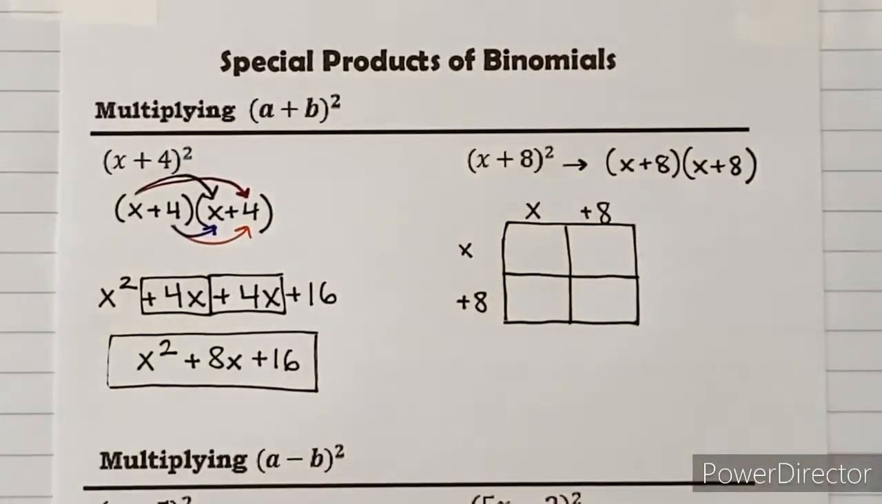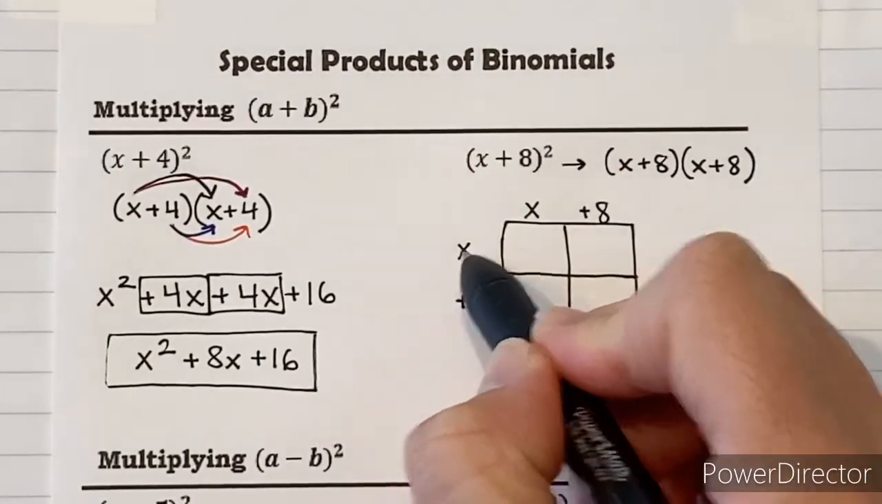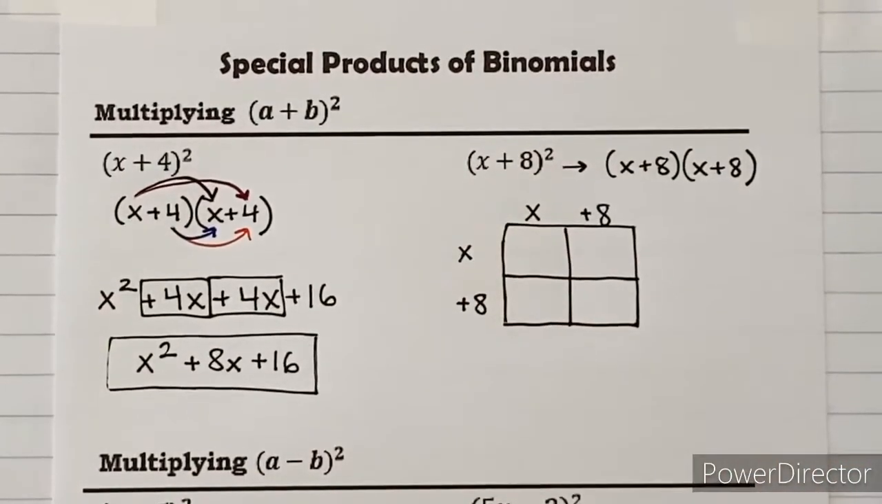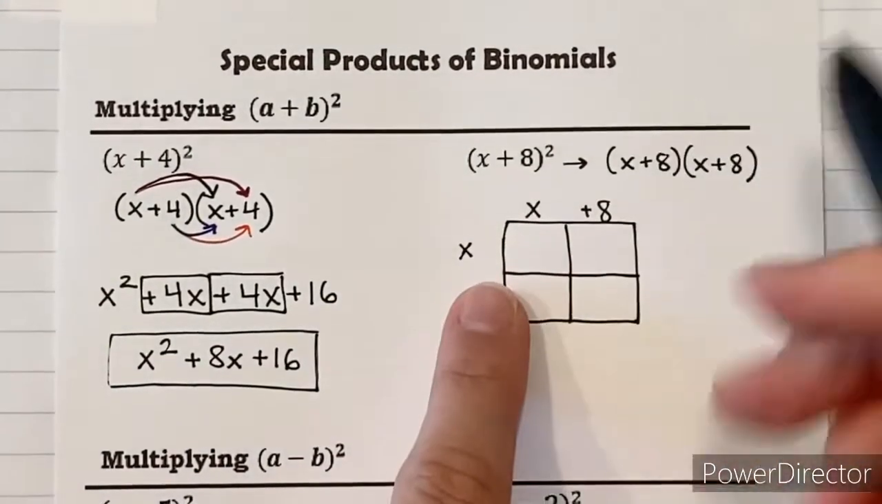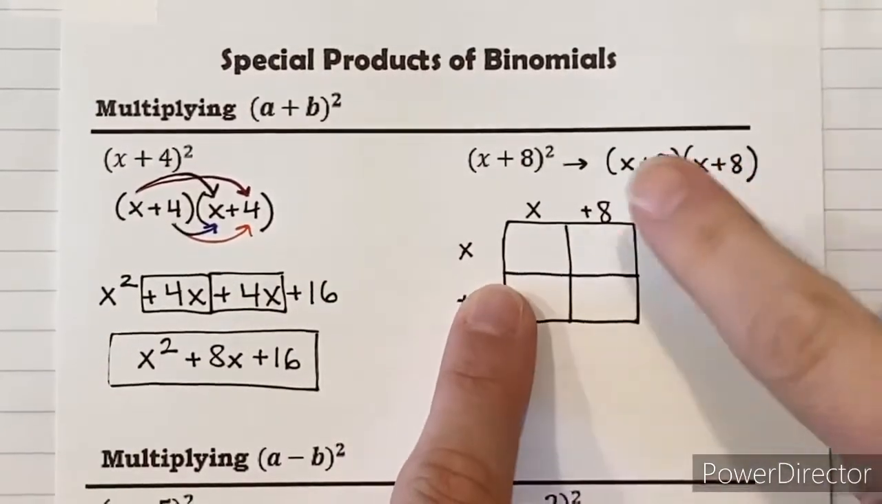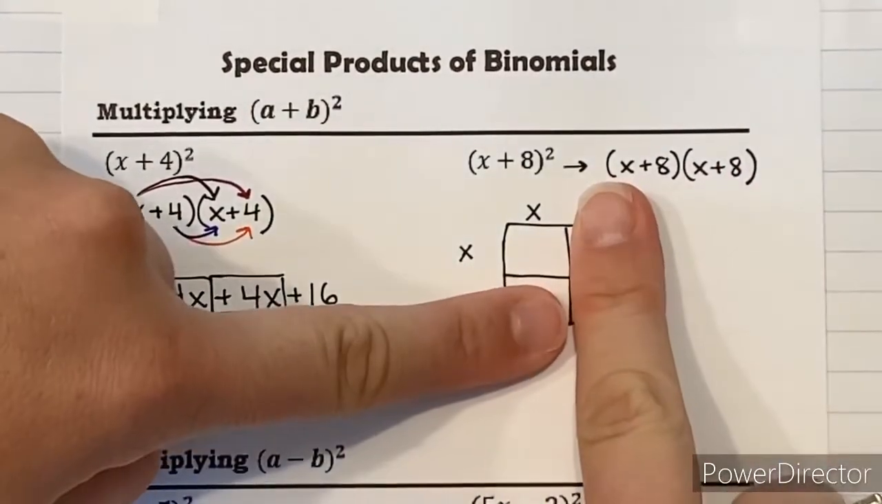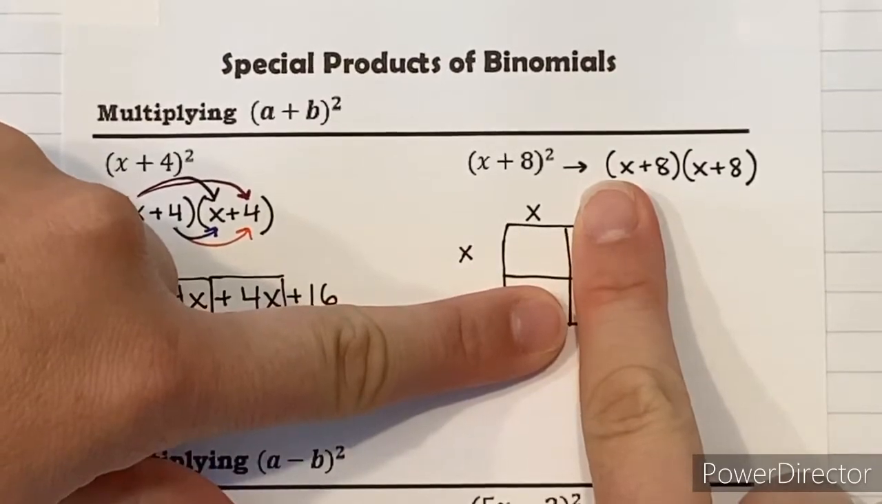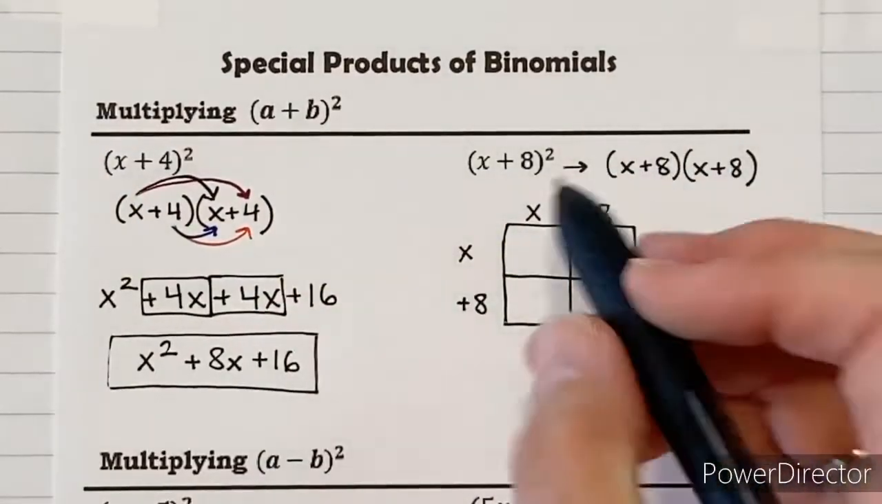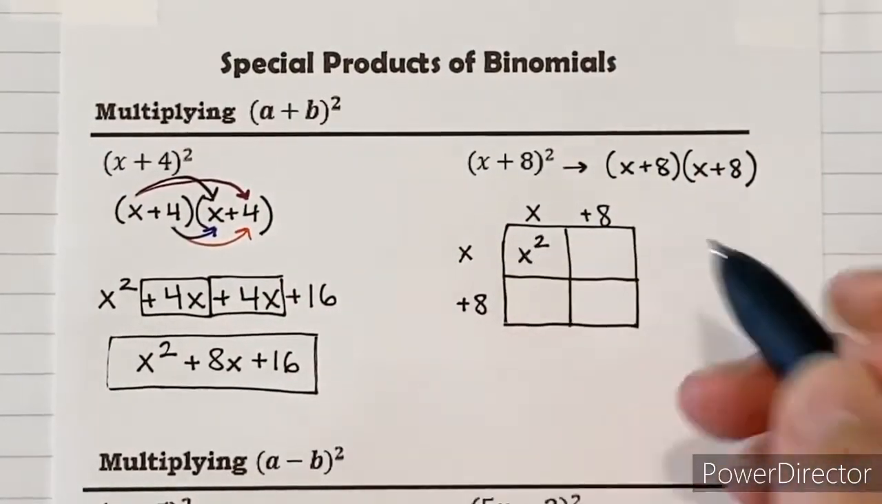So there's the setup for the box method. And now we just need to do a little bit of multiplication and we'll be good to go. So this top left box right here, I'm going to cover this up. Top left box, we need to multiply x times x, which is x squared.